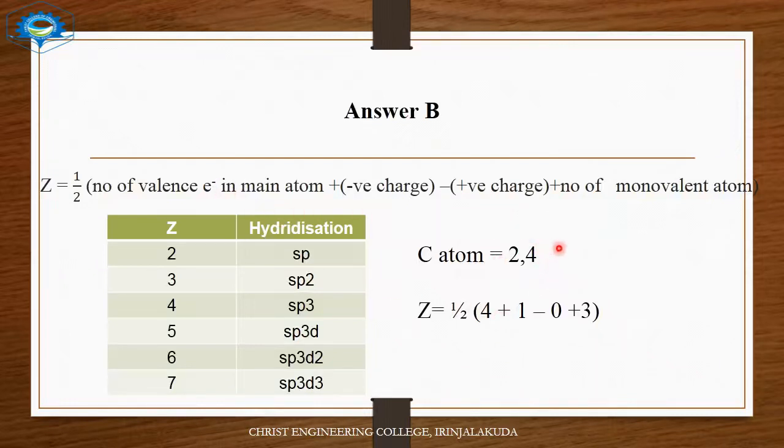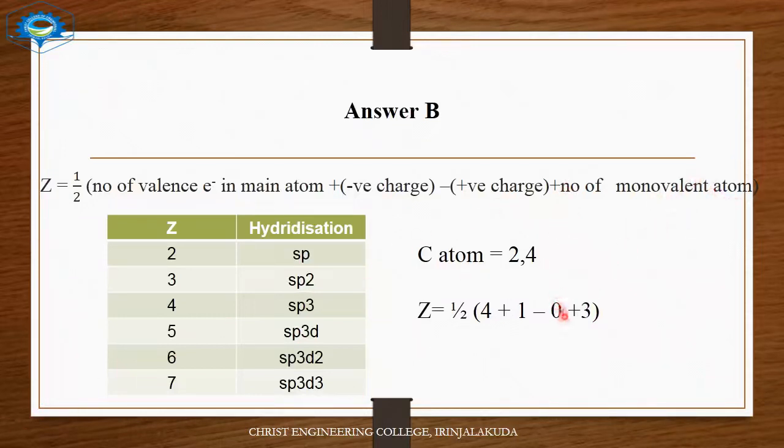Our compound is CH3 minus, right? So a negative charge is there. So add the negative charge. No positive charge, so instead of positive charge, there is no charge. So minus 0 plus 3. This plus 3 is from the monovalent atoms in CH3 minus.